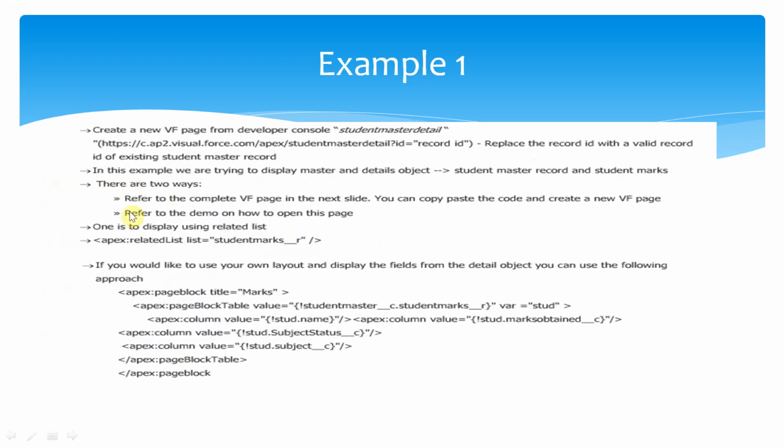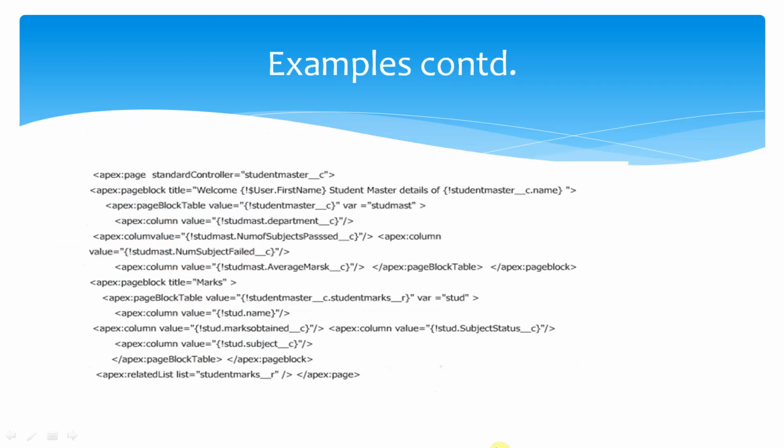So let us look at an example here. Basically, suppose we want to see any particular record. Now this page will have this list. I'm going to show the related list here. So actually we will build it, then it will make sense. Now look at this.